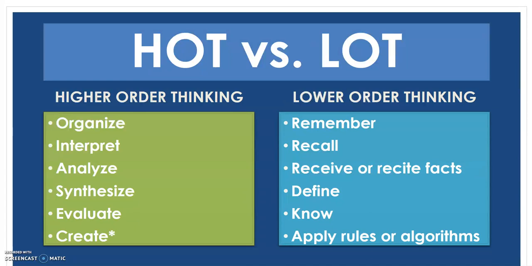So one of the most important things with creating your own learning and communicating about it is thinking about the difference between HOT and LOT. HOT is higher order thinking. LOT is lower order thinking. Really, your brain progresses through different levels or different types of thinking throughout the day, depending on what you're asked to do. Lower order thinking are easier types of skills. They might have one right answer. It usually takes a little bit less time to do lower order thinking skills. So you might just have to remember some facts, recall what you read, receive or recite something that you already learned, maybe define a vocabulary word or know information about a particular person. In math class, maybe you have to apply a rule or an algorithm.